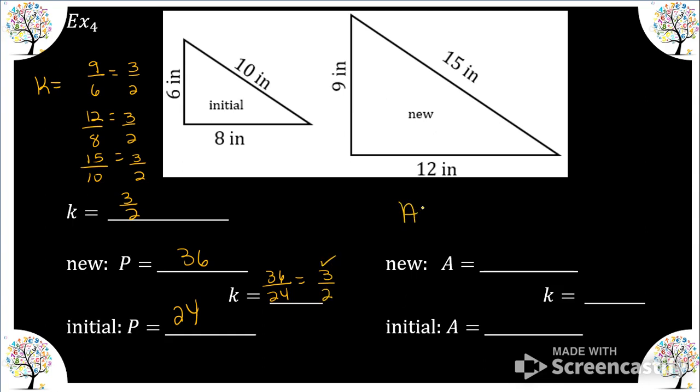Area of a triangle is the height times the base divided by 2. So our new triangle has an area of 9 times 12 divided by 2, which is 54. Our initial, 6 times 8 divided by 2, is 24.